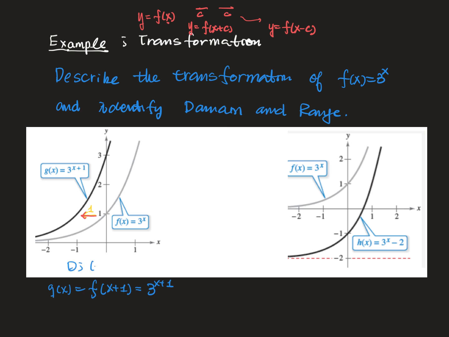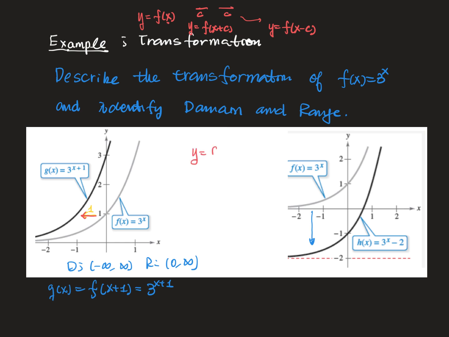Domain is all real numbers. Range is 0 to infinity. Doesn't change anything. Next example, you're going to move down. Move down, move up. So let's review move down, move up.